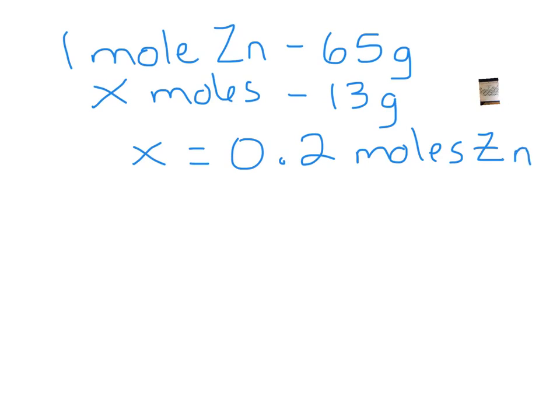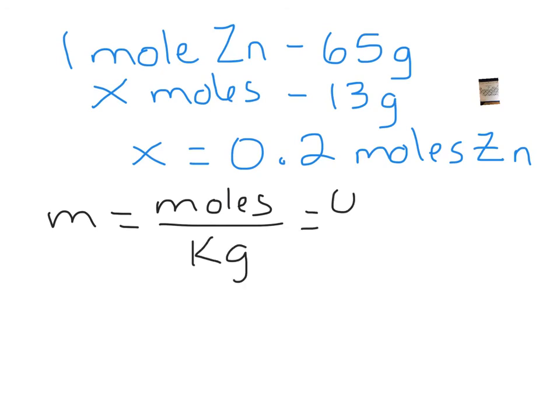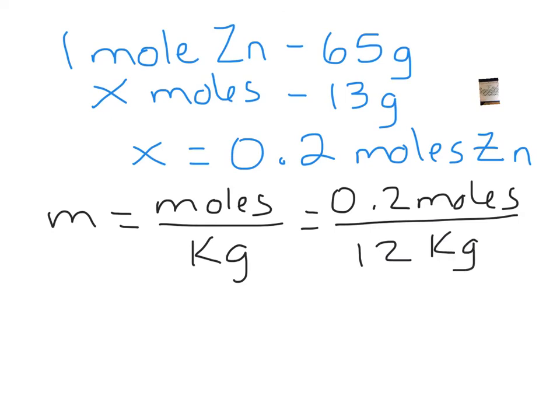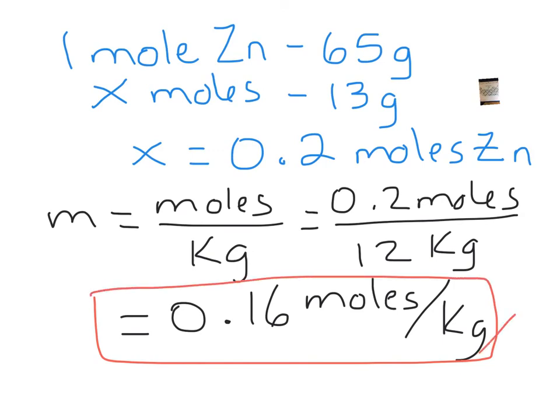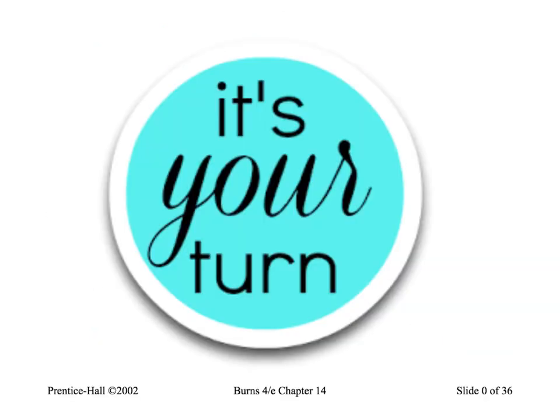And the rest is very easy. We just need to replace this in the formula. Molality equals moles of solute by kilogram. The moles are 0.2 in 12 kilograms, and it equals 0.16 moles per kilogram. Circle your result. Now you are so ready to do your own exercises.